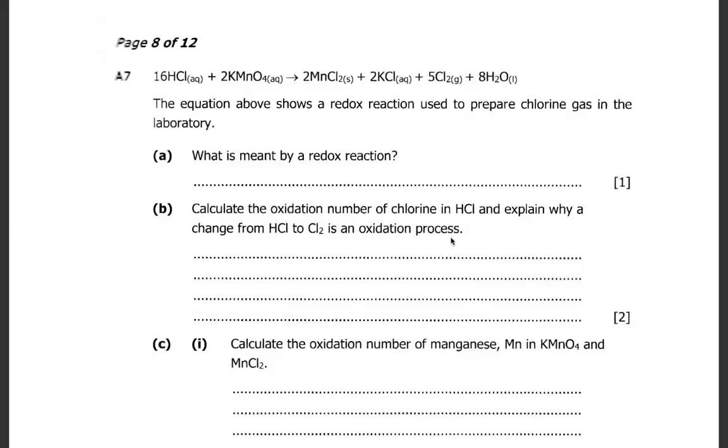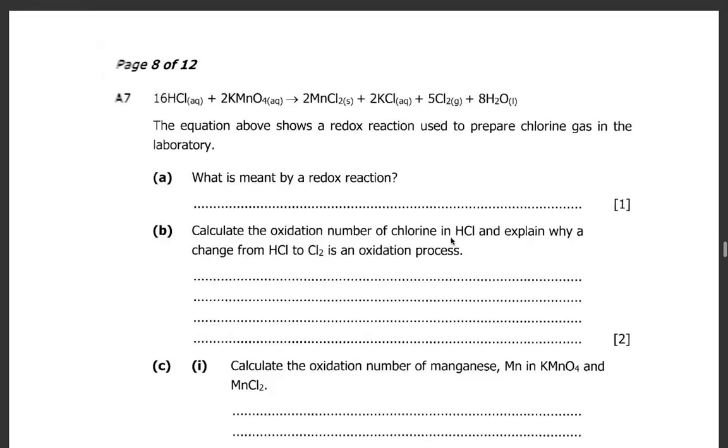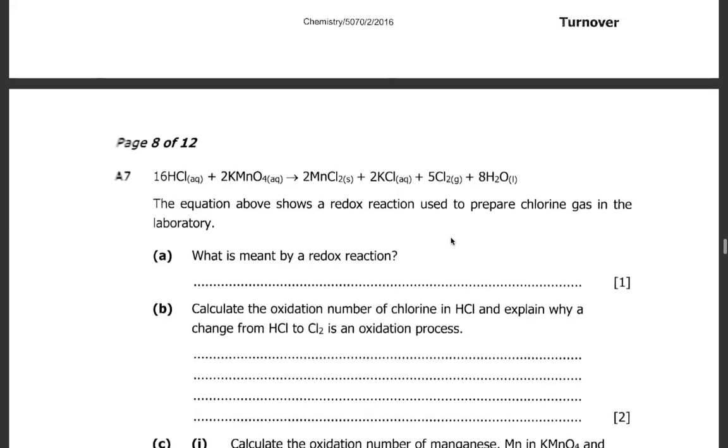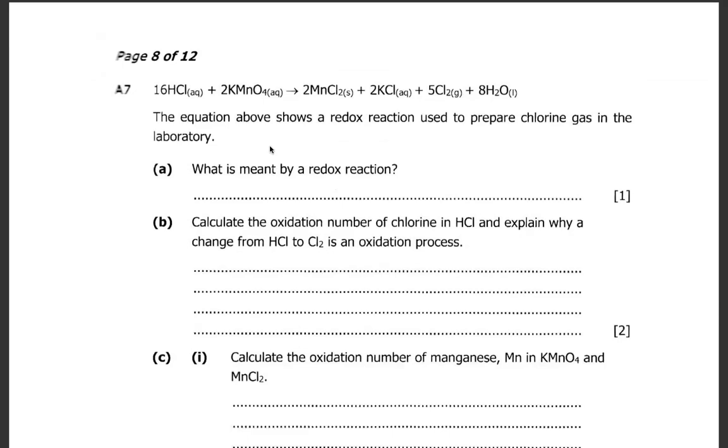This is a question that I want us to go through. It says it's coming from 2016. 16 moles of hydrochloric acid react with 2 moles of, this is potassium dichromate.